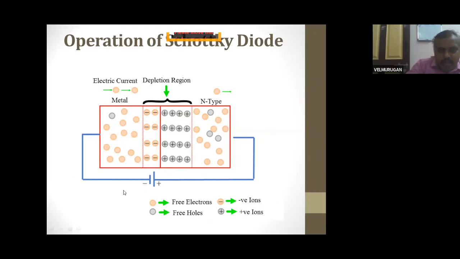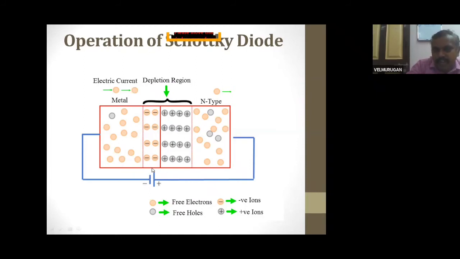So you are giving negative to the P type and positive to the N type, opposite polarity. What will happen at that time? The free electrons come toward the negative terminal and the holes toward the positive terminal, so the positive and negative ions remain. Based on this, the metal flow is happening, and current will flow.